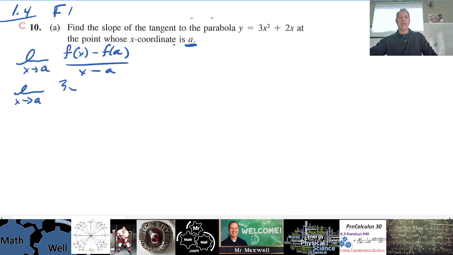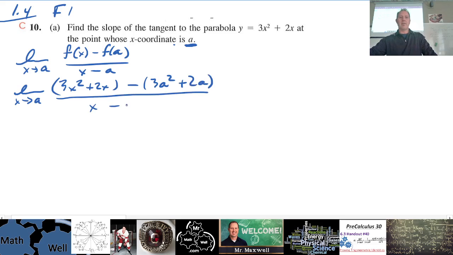So let's start to fill things in. f of x is 3x squared plus 2x. That's going to be our f of x. Minus f of a is simply the function with a in for the variable. So that's 3a squared plus 2a. On the bottom, well, we leave x as x and we leave a as a.